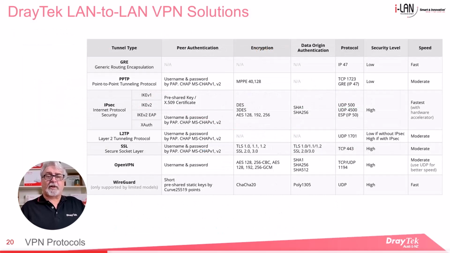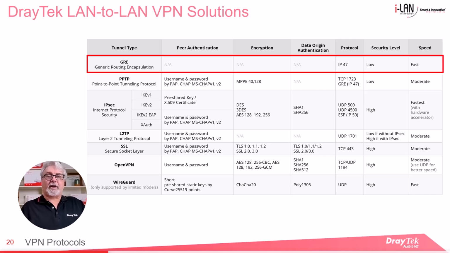Security features for some of those VPN protocols are shown in this table. At the top, we have GRE, or Generic Routing Encapsulation, which is a basic protocol that offers no encryption or peer authentication. We use GRE where IP tunneling without privacy is required. It's simpler and thus faster. It's also used inside an IPsec VPN tunnel in DrayTek's VPN load balancing feature, which I'll explain more about later.